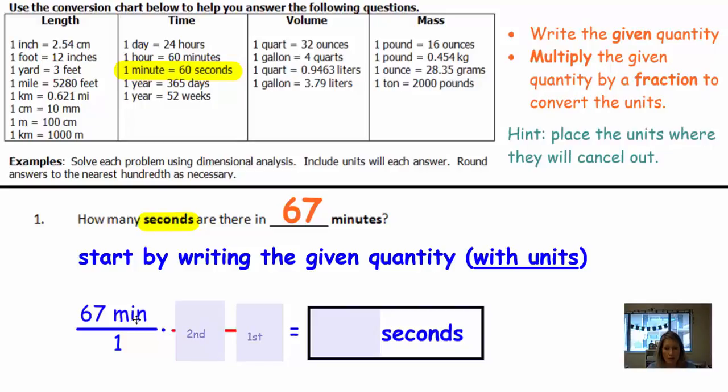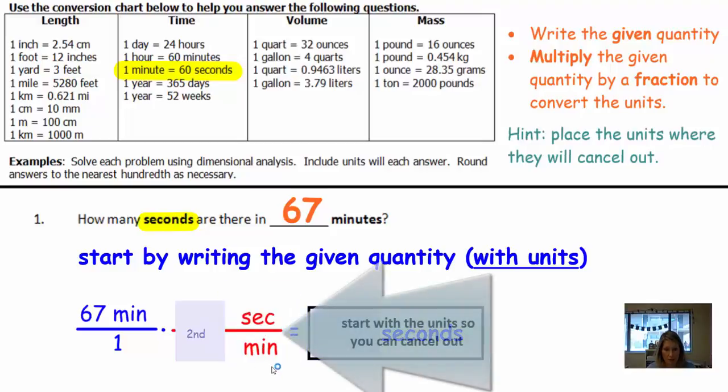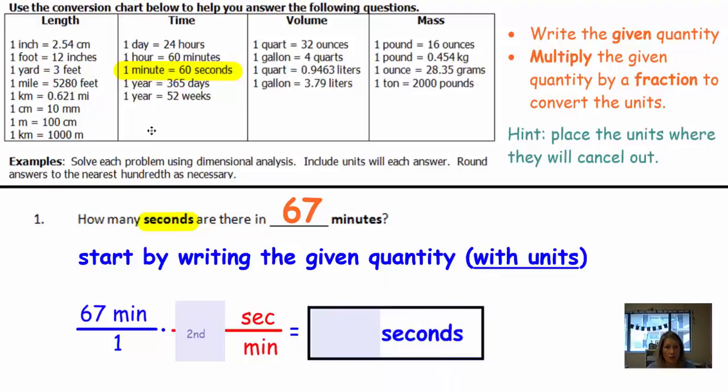Now, we've got minutes on the top of our first fraction, so we want minutes on the bottom of our second, so then they cancel out, just like in the last example. So what we're going to do is put minutes from this conversion factor up here, minutes on the bottom, and seconds on the top. And I usually start with the units themselves. So here's minutes and seconds. Then I can just fill in with whatever numbers go along with. Okay, so if we look up here, 60 seconds, that's going to be on the top. And 1 minute is the equivalent, so that'll be with minutes on the bottom.